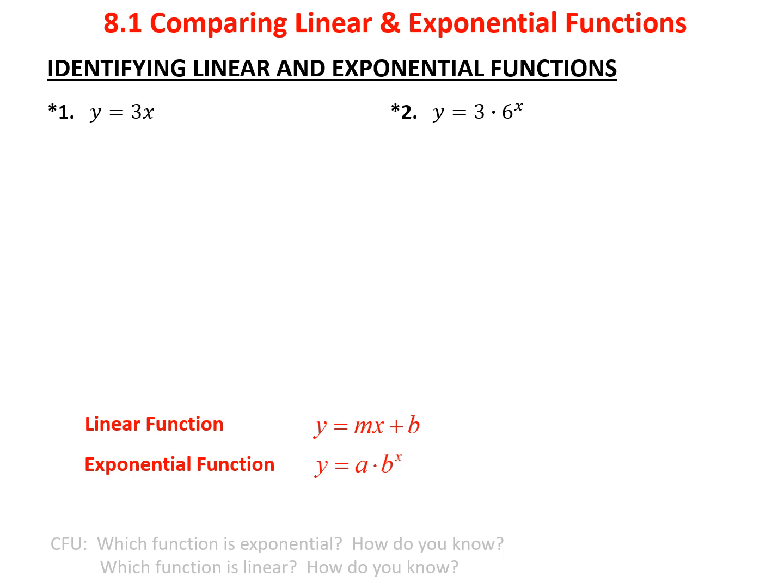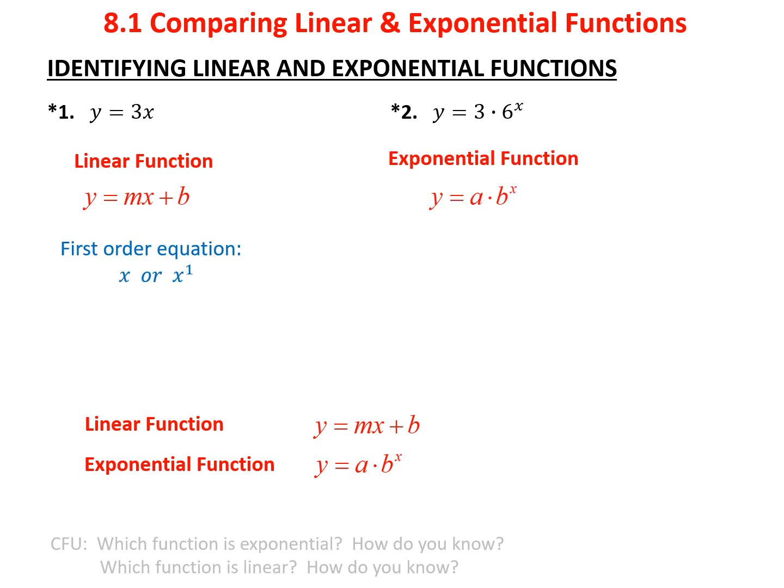Y equals a times b to the x. Now notice up here it says y equals 3x. Which one does that match up to? Notice that is a y equals mx plus b. In this case, b is 0, but I have x multiplied by 3. So this is a first order equation. In other words, it is a linear function.